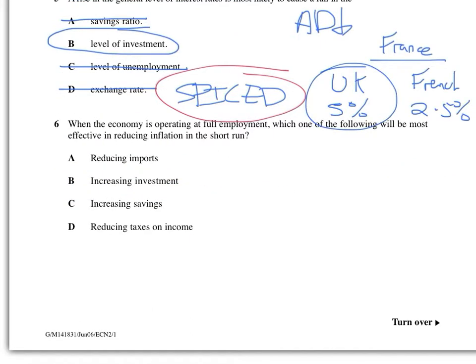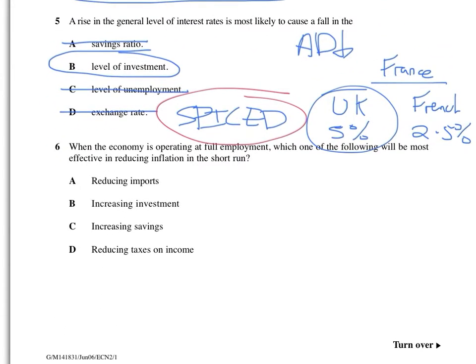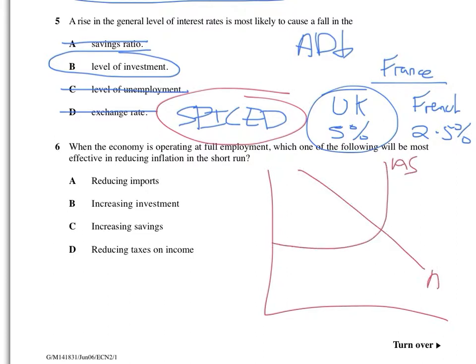Okay, so when an economy is operating at full employment, so let's do a little diagram. So the economy is at AD right here, so it's at full employment. It's fully using the whole economy, right? Which of the following is most likely to be effective in reducing inflation? So it's going to be something that makes AD go down. Of course it is. That's what they're going to be trying to ask you to do.